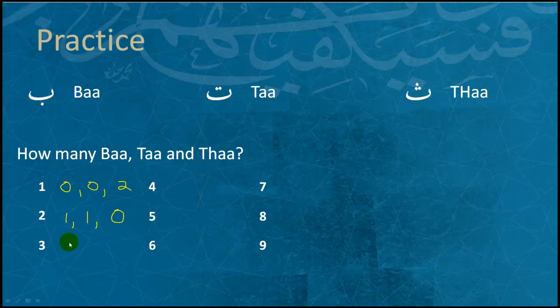Third one. Okay, how many bas in there? Well, I don't hear any bas, nor do I hear any tas. Is there a tha? Actually, no. There are no thas. That was a trick question. Remember, tha sounds like the th in thin or throw or think. I said asakir. I didn't say athakir. I said asakir.